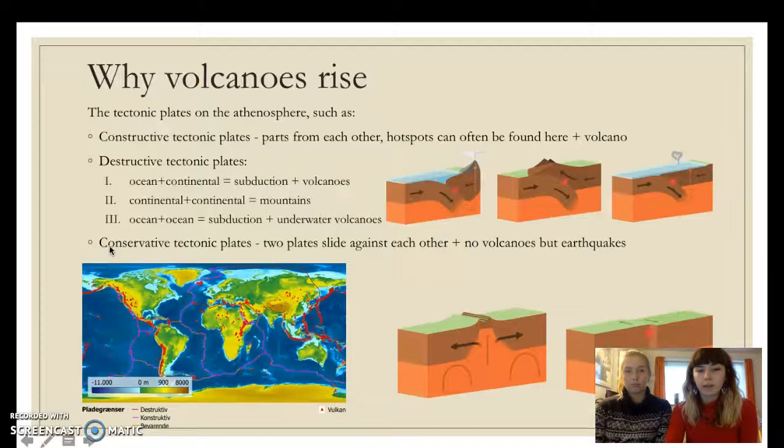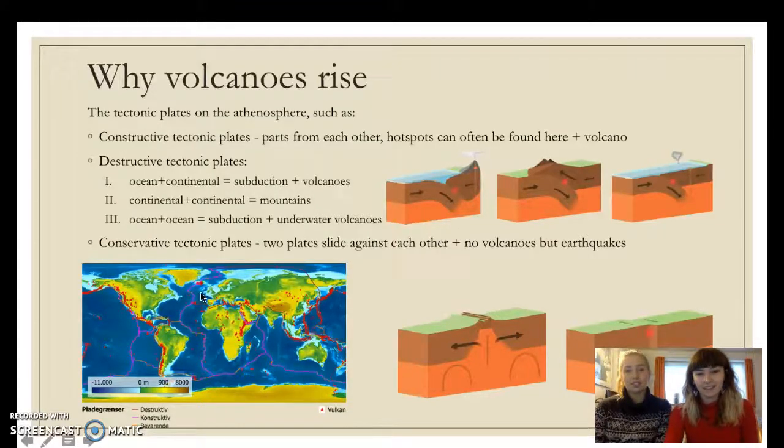And then we have the conservative tectonic plates that we have down here, and that's just two plates sliding against each other, and it doesn't create volcanoes, but it creates a lot of earthquakes, and it can be found over here in America, around California, I think, with the San Andreas drift.